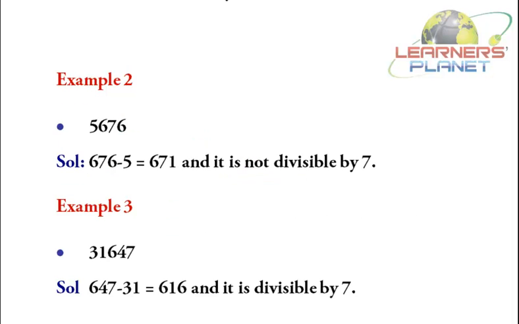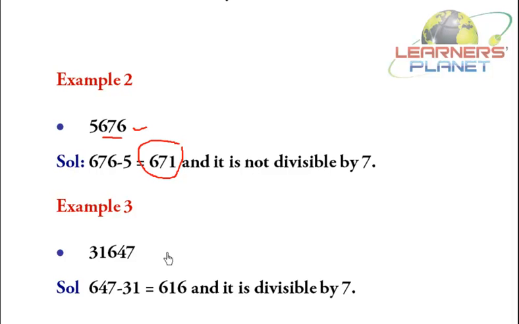In this case, we have the number 5676. Start making the groups from the unit digit. It is 676 minus 5, which gives 671. We can directly divide it by 7. 7 nines are 63, and we are left with 4. 41 is not divisible by 7. Hence 671 is not divisible by 7, so even 5676 will not be divisible by 7.